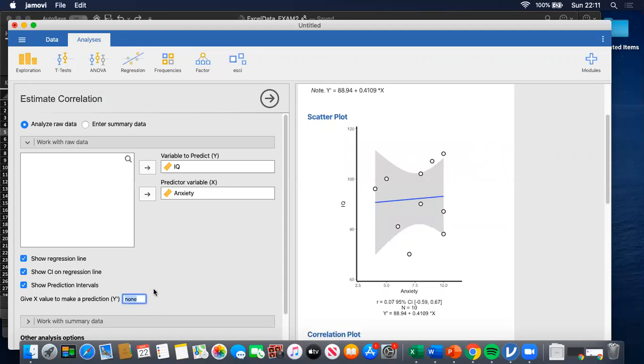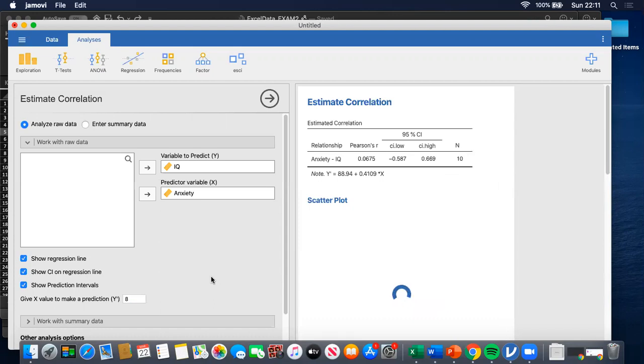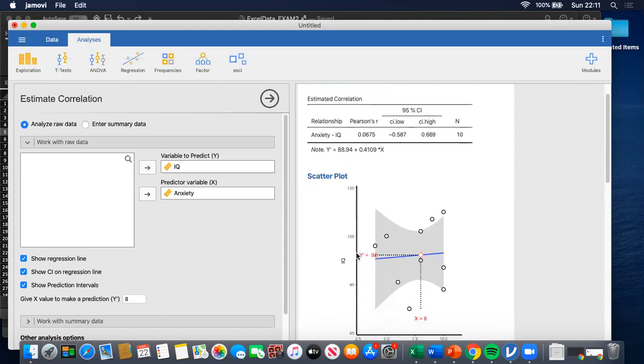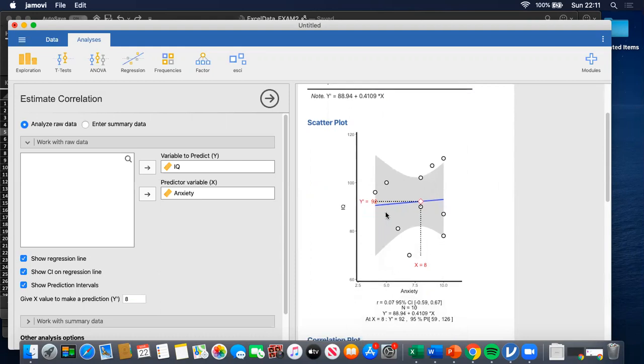So there's an option down here: given an X value, make a prediction on Y. We said their anxiety score is 8. So if we put in, based on X, what will we predict their Y to be? In this case, you can see that we would predict their IQ to be 92. And it gives you this at the bottom as well. Sometimes it's hard to read on the graph itself, but at X equals 8, we would predict Y to be 92, and it gives us our 95% prediction interval as well, in this case 59 to 126.